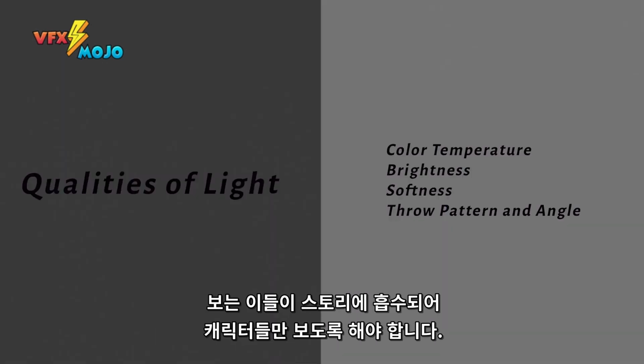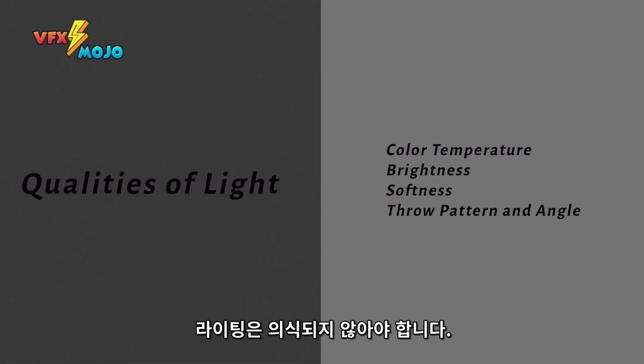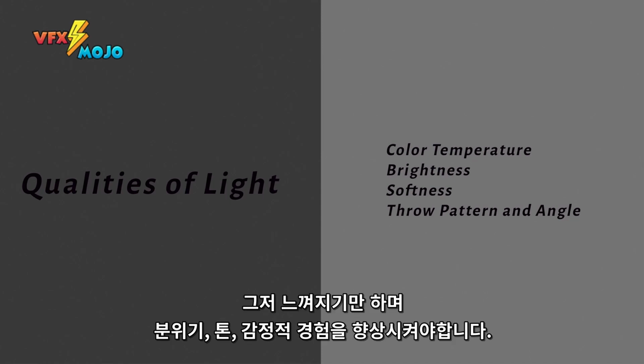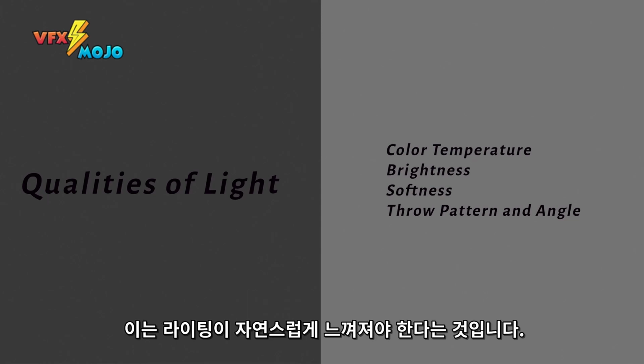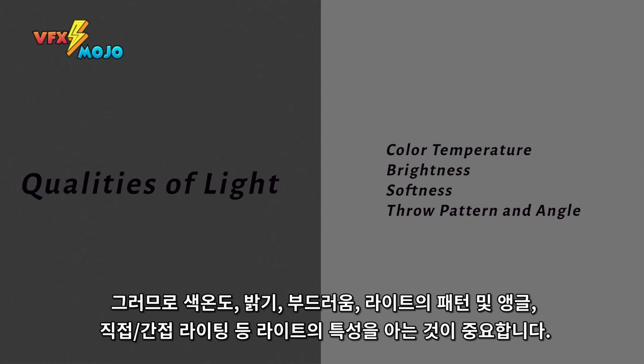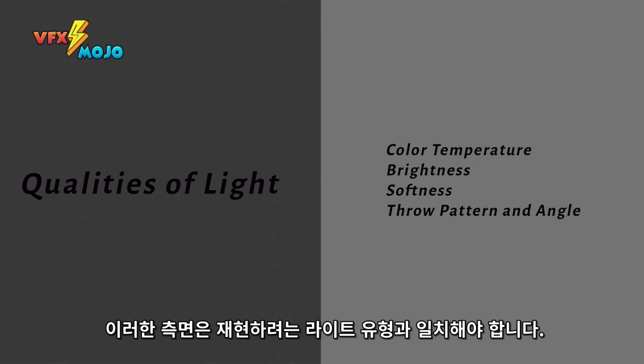The viewer should be absorbed in your story and just watch the characters. Lighting should never be so conscious that it's seen, but it should just be felt and help create a mood, enhance the tones, and help the emotional experience. What this means is you want lighting to feel natural, so it's important to look at qualities of lights like color temperature, brightness, softness, light pattern, light angle, direct and indirect lighting, and so on. These aspects need to match the type of lighting you are trying to recreate.